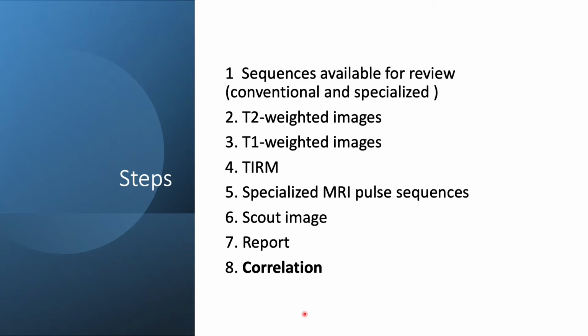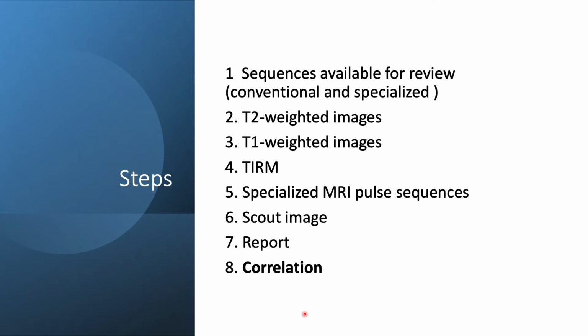Then I look at the T1 weighted images, which is more for anatomical details. Then I look at the TIRM image, or the turbo inversion recovery with magnitude display. It is actually superior in assessing whether a pathology that you're looking at is fresh, whether it's an infection, whether it's a possibility of tumor. Then I look at various specialized MRI pulse sequences. Could be a contrast image in this case.